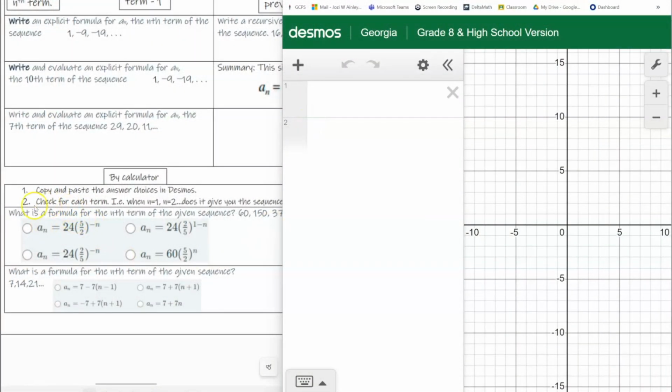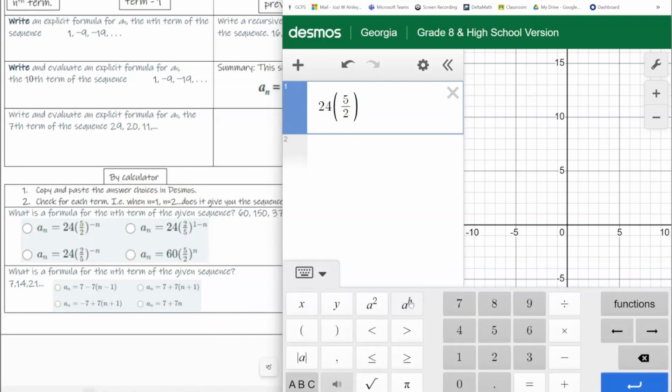So we're going to do exactly what it says: copy and paste the answer choices into Desmos. We're going to copy each answer choice past the equal sign, exactly as you see it. So 24 parentheses 5 divided by 2, close parentheses. Again, make sure you're copying exactly as you see it. Then shift 6, or we can use to the power of, negative n. Does it look the same? It does.